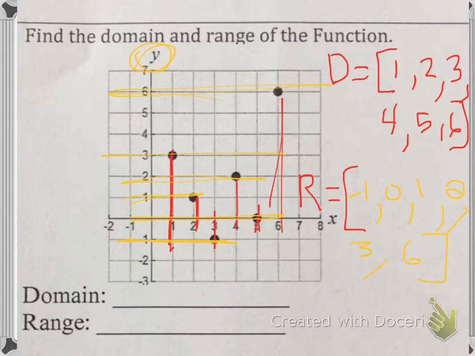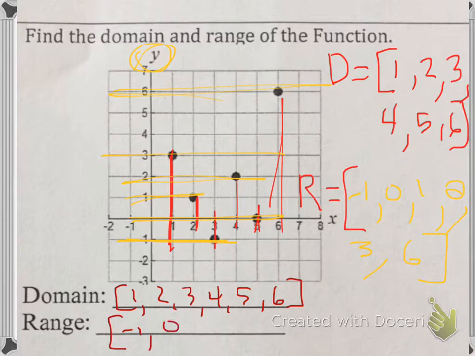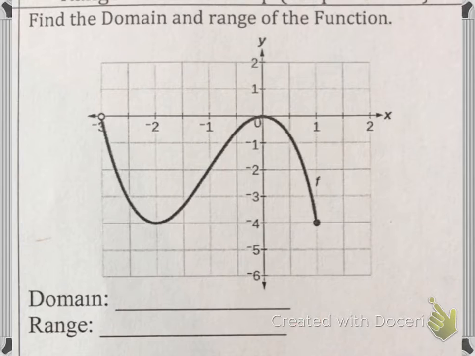So if I'm going to write my domain and my range, then over here on this little domain and range spot, my domain is 1, 2, 3, 4, 5, 6. And my range is -1, 0, 1, 2, 3, and 6. The values that happen left and right and bottom to top.